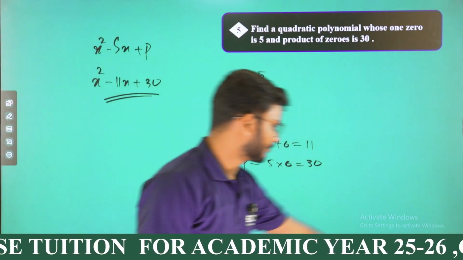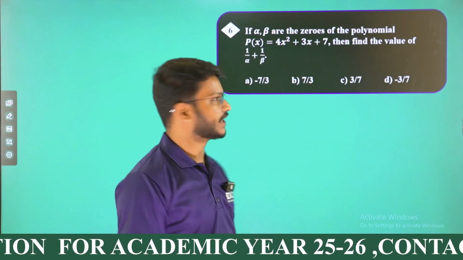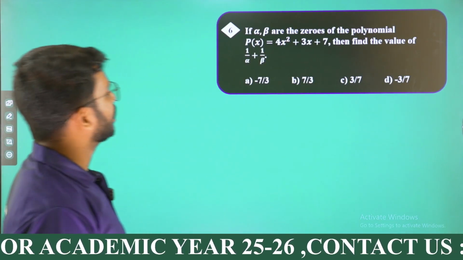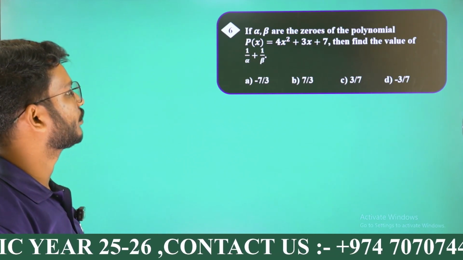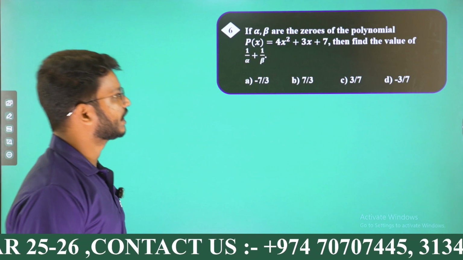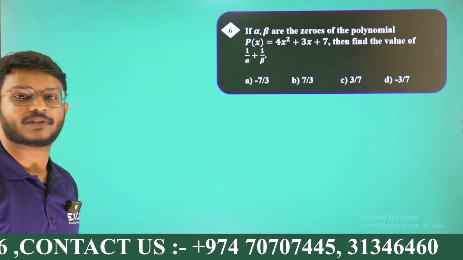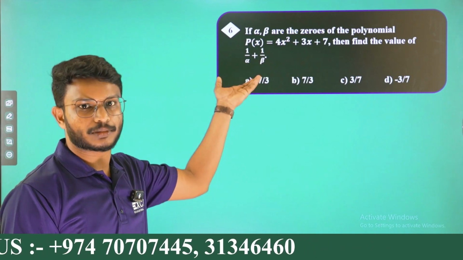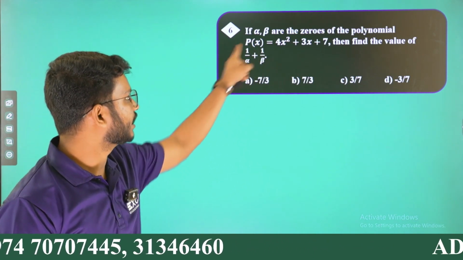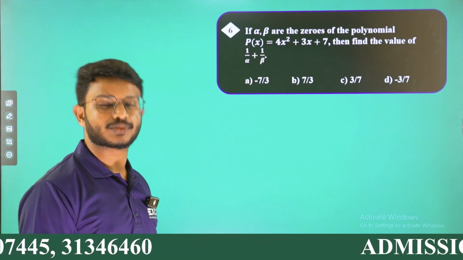This is our sixth question. If alpha and beta are the zeros of the polynomial p of x is equal to 4x square plus 3x plus 7, then find the value of 1 by alpha plus 1 by beta. Alpha and beta are the zeros of this quadratic polynomial. We have to find the value of 1 by alpha plus 1 by beta.